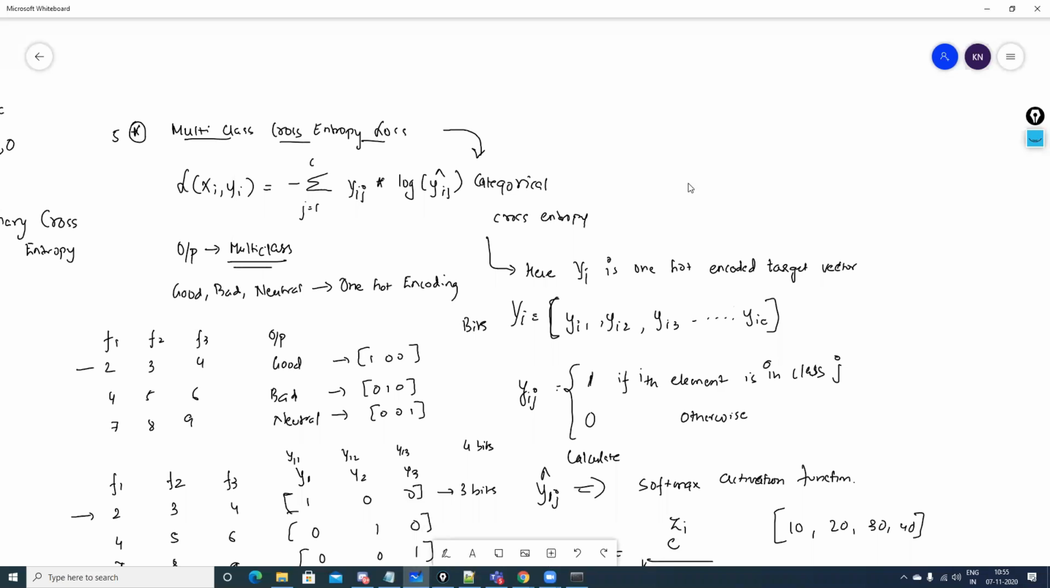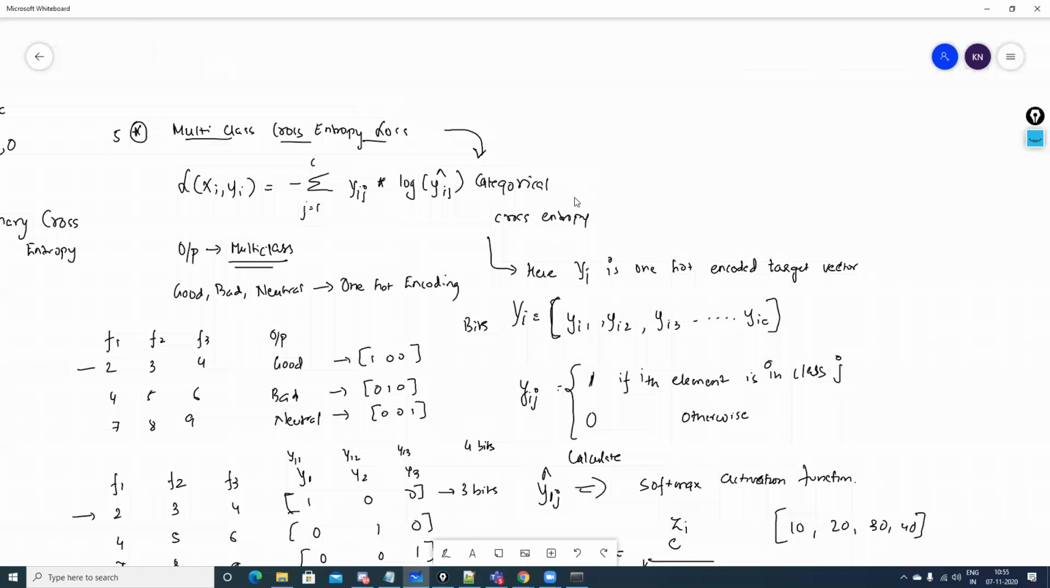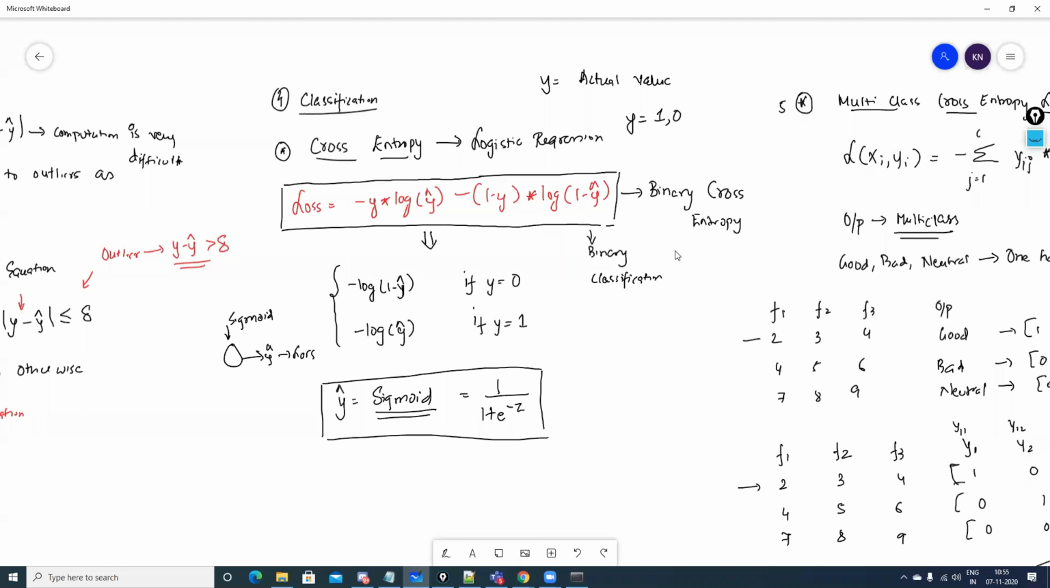Okay, multi-class classification. See, I hope everybody understood cross entropy. In cross entropy, specifically, we are solving binary cross entropy. In binary cross entropy, this is the equation of the loss, and this loss will get converted to something like this. If y is 0, I'll get minus log of 1 minus y hat. If y is 1, minus log of y hat. And in order to compute the y hat, we'll be using a sigmoid activation function. The sigmoid activation function helps us find out the probability for a binary classification.